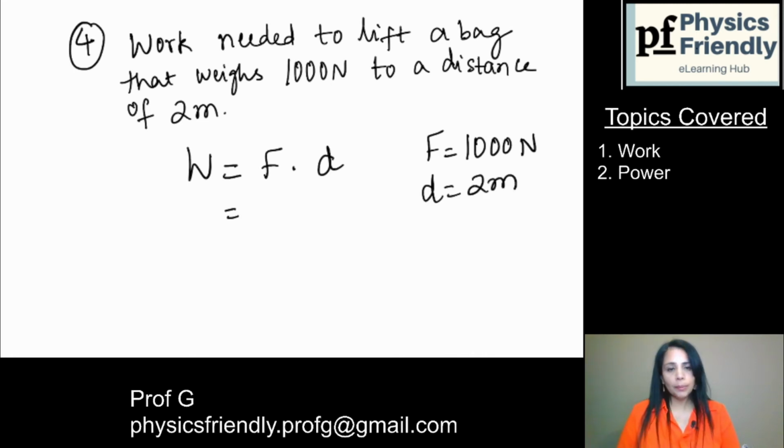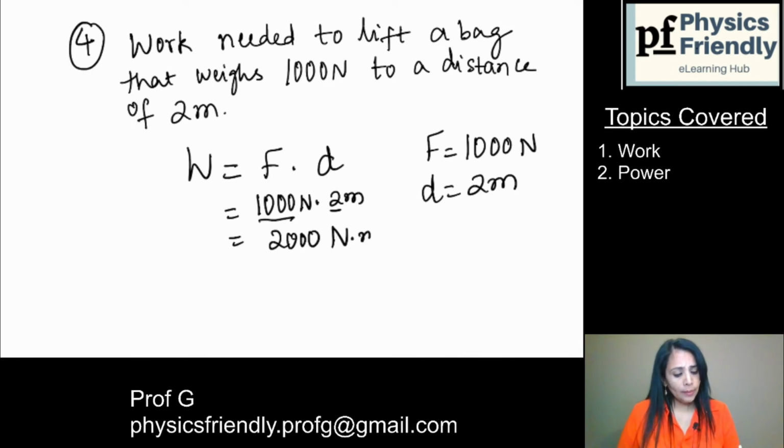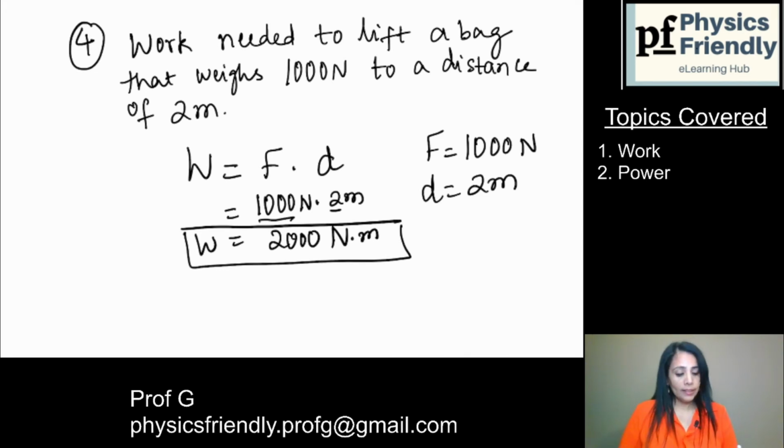So we substitute that in the given equation. That would be 1000 newtons times 2 meters. 1000 times 2 is 2000 Newton times meter, and that's your SI units for work. So work is 2000 Newton meter, or this can be written in terms of joules as 2000 joules.